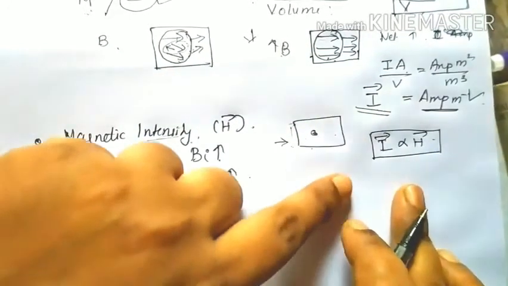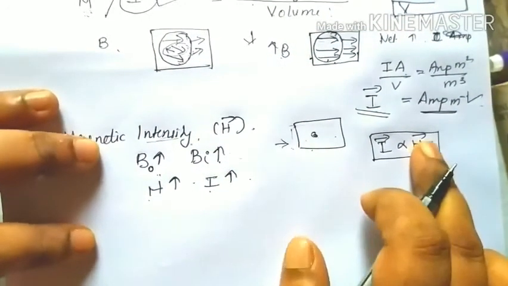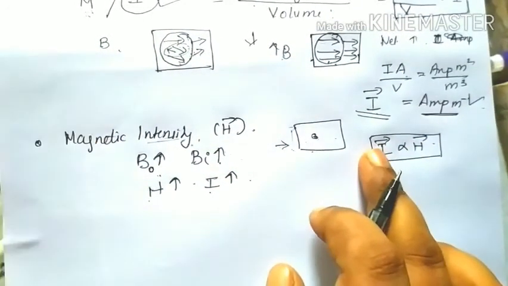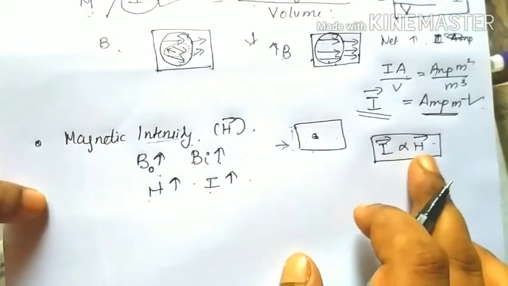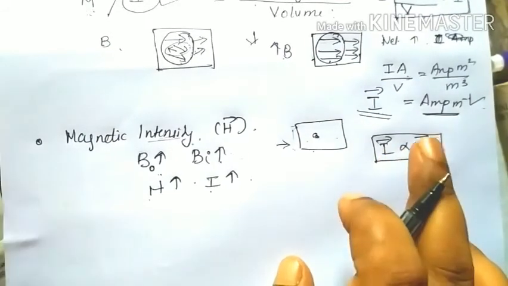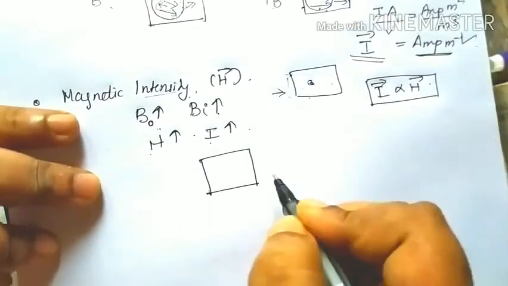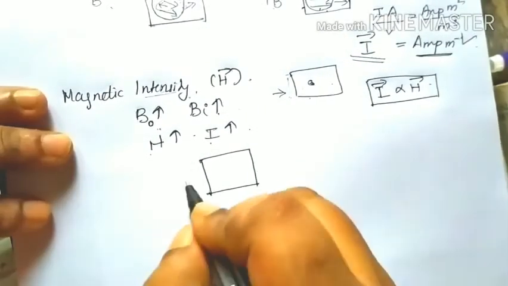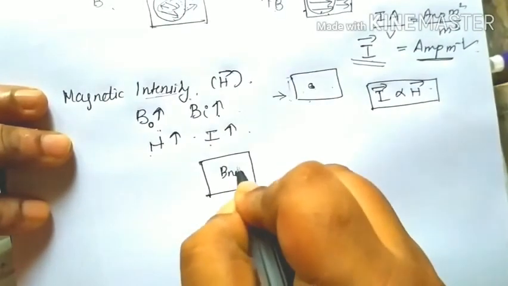Let's keep it as it is. I is proportional to H. However much the magnetic intensity increases, that much is the magnetization of the object. Clear? Now, the object is now magnetized, right? So there is a net magnetic field inside this object, right? Let's say that is B net.